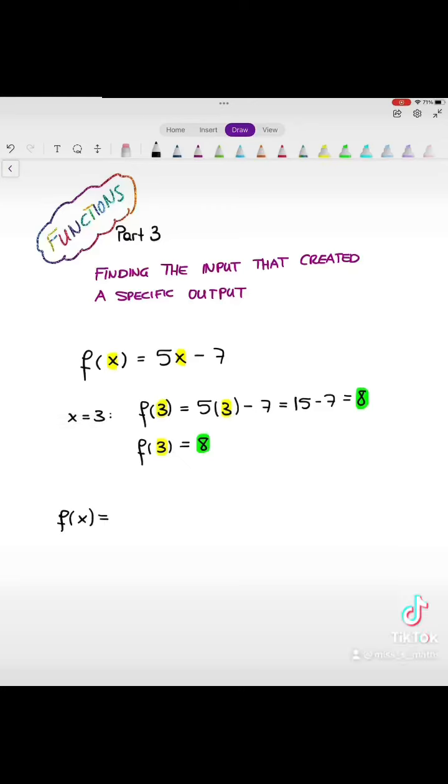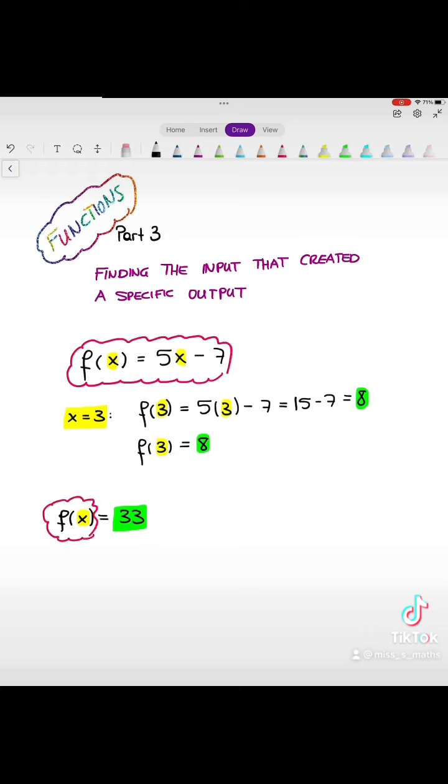This is part 3 on functions, and in today's video we'll try and find an input that created a specific output. So far we have calculated output values for known input values. So if I know that my input is 3, I can put that into my function, use the rule and calculate the output. Now today we're going to reverse that.